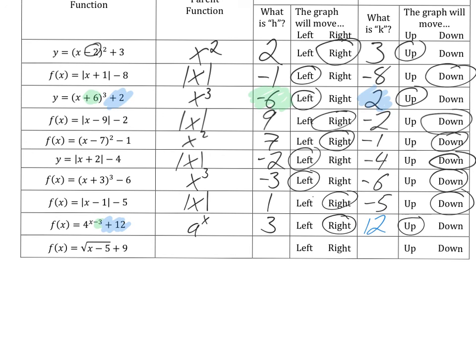Very last one, try this one out. Absolute value of x. Positive 5, which means we are going to the right. Positive 9, which means we are going up.